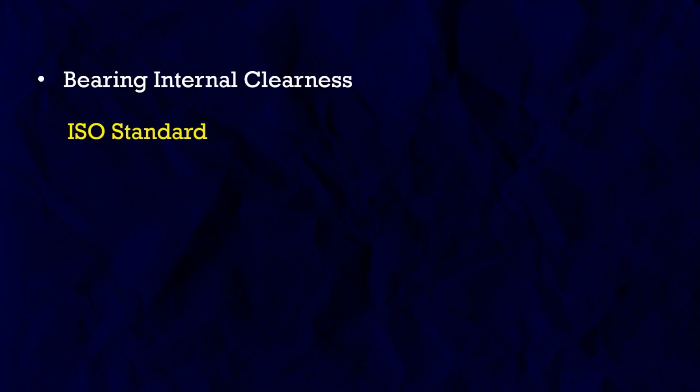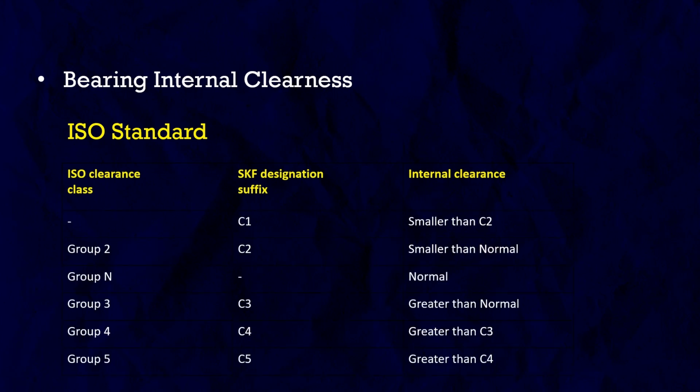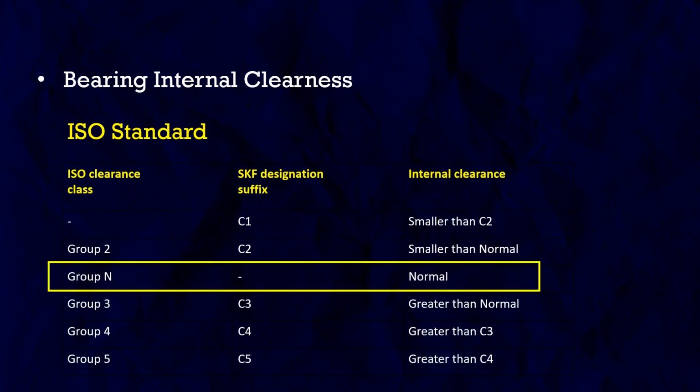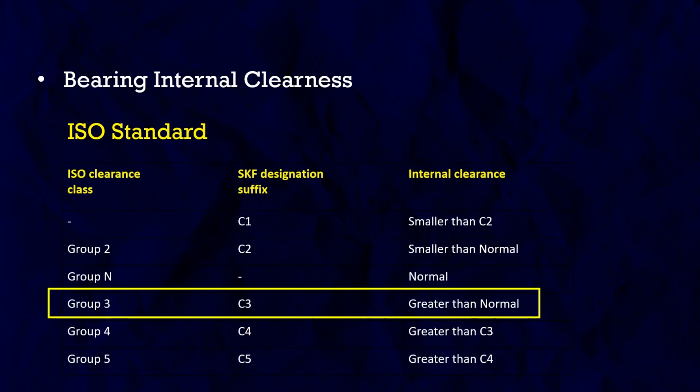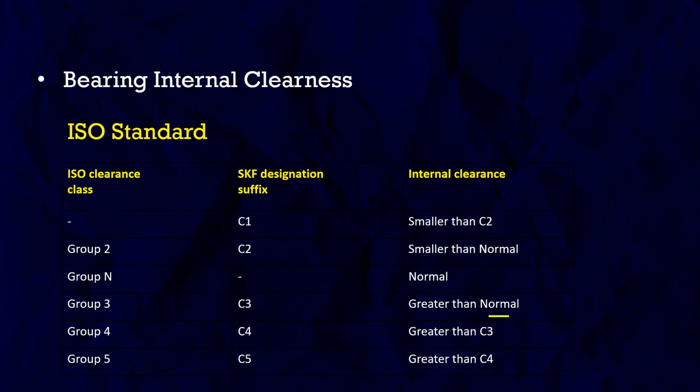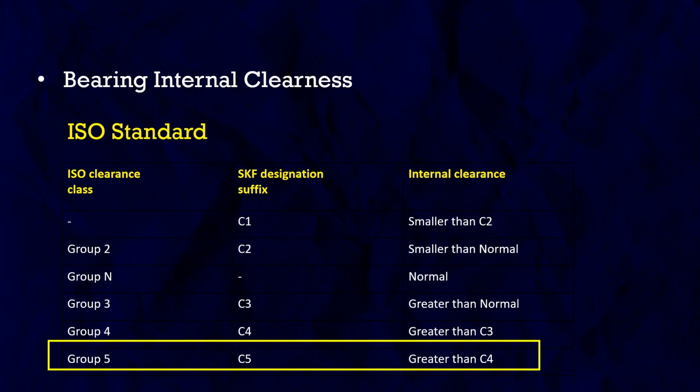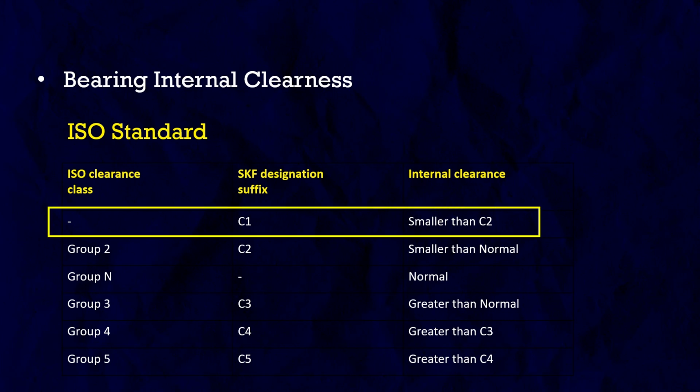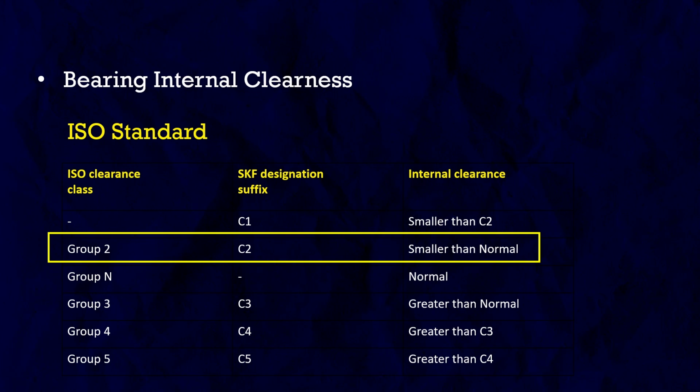And ISO has established 5 types of bearing clearance. Normal clearance, C3, greater than the normal clearance, and so on, C4 and C5. C5 has the greatest clearance, and C1 which is less than the normal clearance, and C2 which is less than the C1 clearance. And these are the internal clearances of the bearing, the tolerance inside the bearing.